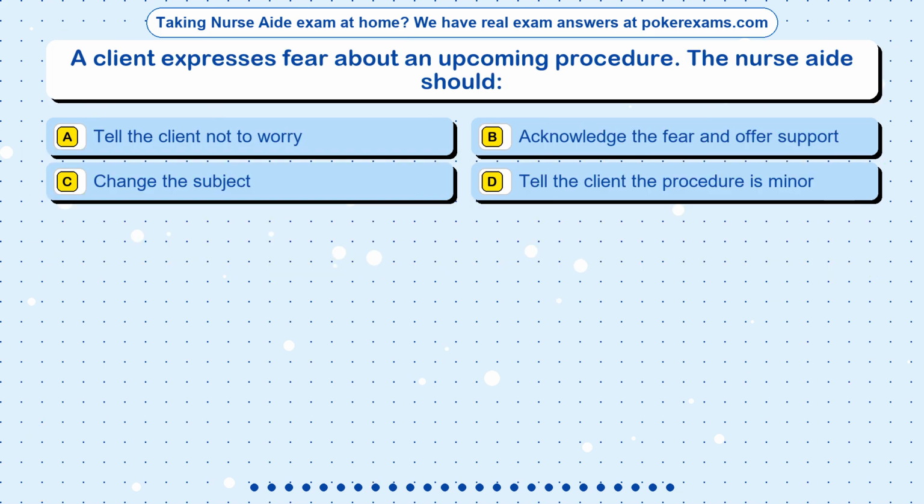Question 5. A client expresses fear about an upcoming procedure. The nurse aide should: Option A. Tell the client not to worry. Option B. Acknowledge the fear and offer support. Option C. Change the subject. Option D. Tell the client the procedure is minor.